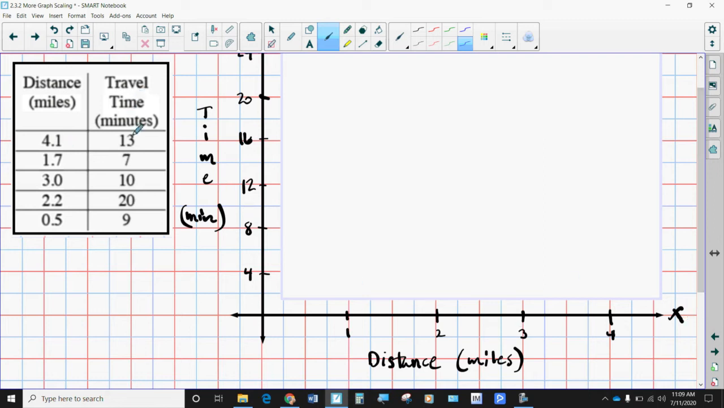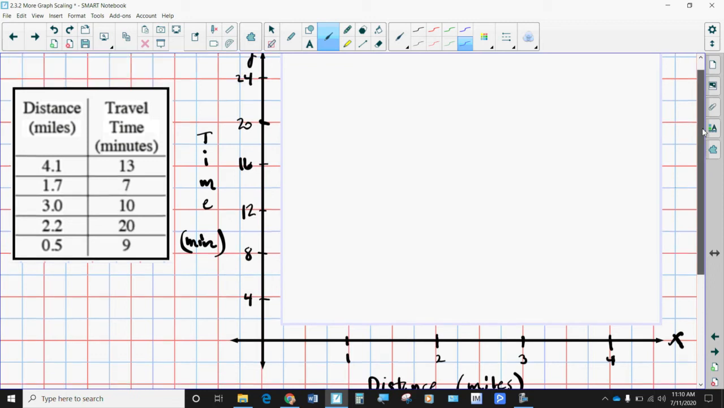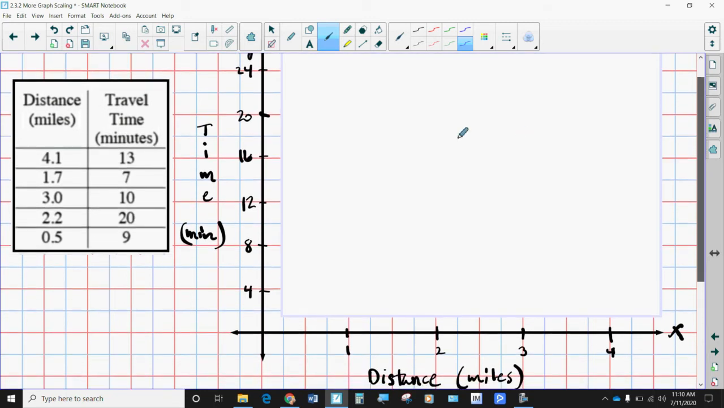And for our travel time, our greatest is 20 minutes, so I made sure that I could fit as much, so I counted by 2s here. You might be able to count by 1s, however you want to count your y-axis. Once you've got that completed, then go ahead and plot these points. Once again, we're calling the x the distance in miles, and the y the number of minutes traveled.